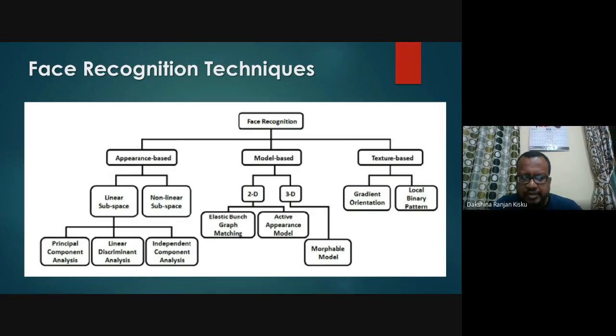Here, elastic bunch graph matching, actually, is not a model based technique, it is a feature based technique. However, whenever the classification was made, this technique was classified as a model based technique, rather than feature based. There was no feature-based classification made. Therefore, elastic bunch graph matching was included in the model-based techniques. Now 3D model-based techniques are available, like morphable models. In the morphable model, we reconstruct the 3D faces from different viewpoints of 2D faces.